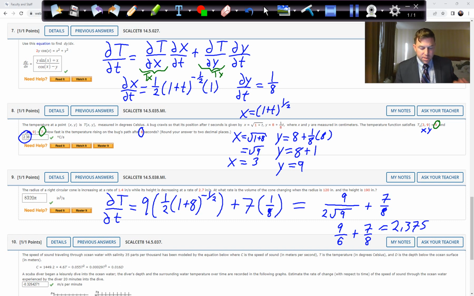degrees Celsius per second as this bug is crawling around this, what is it even crawling around, some bowl or something? So yeah, this bug is moving on this path and the temperature is increasing on the path by around 2 degrees Celsius per second. Okay, that's problem 8.